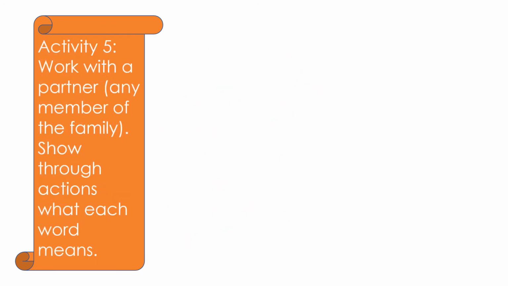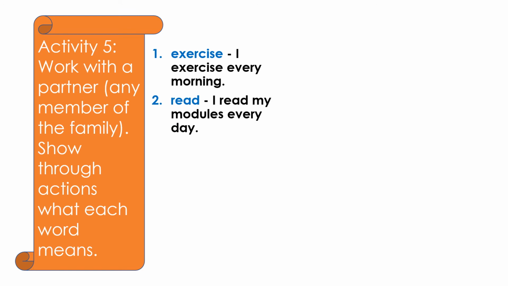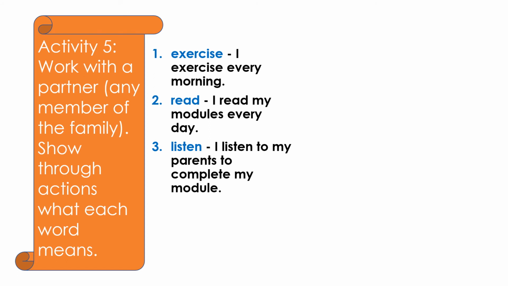Now, the activity number 5 is you're going to work with a partner. Any member of the family show through actions what its word means. Okay, let's see. Exercise. I exercise every morning. Read. I read my modules every day. 3. Listen. I listen to my parents to complete my module. Number 4. Laugh. I laugh out loud. Okay, let's see.